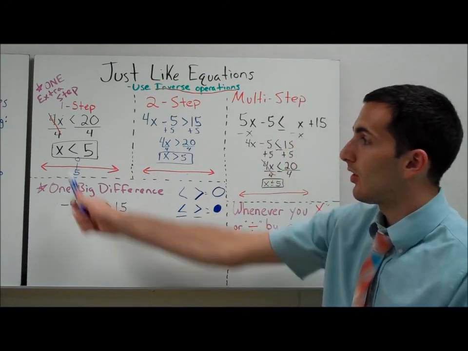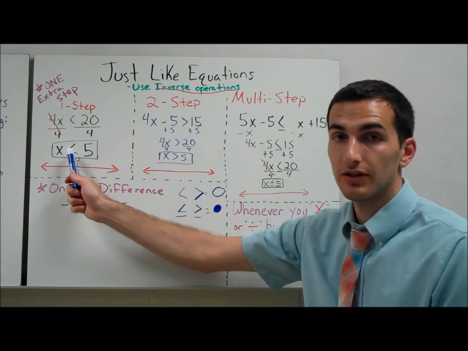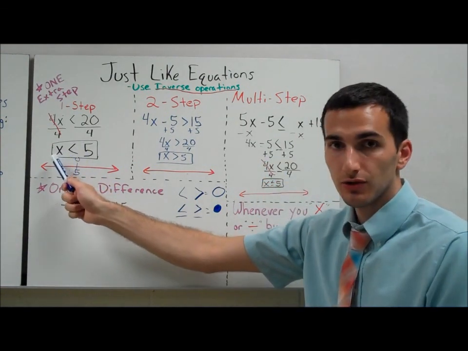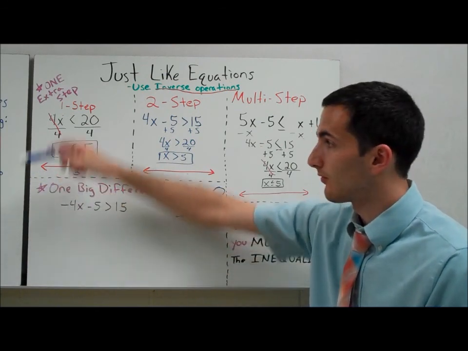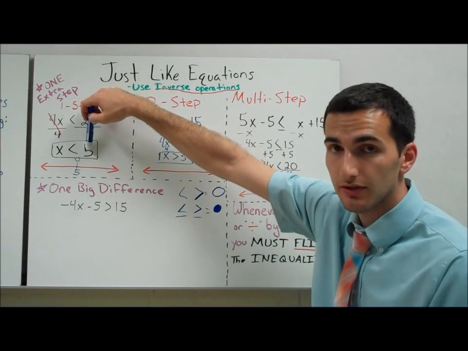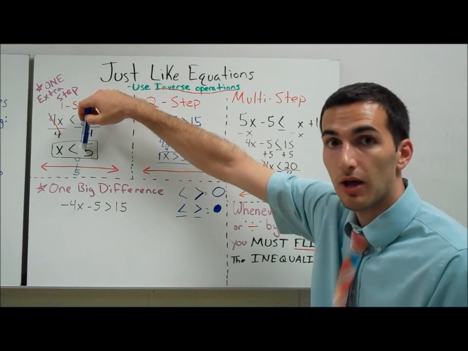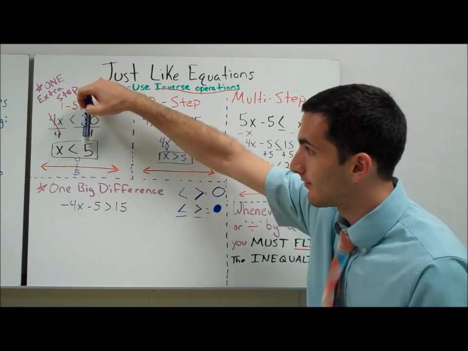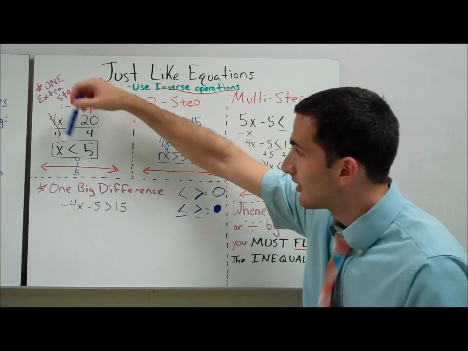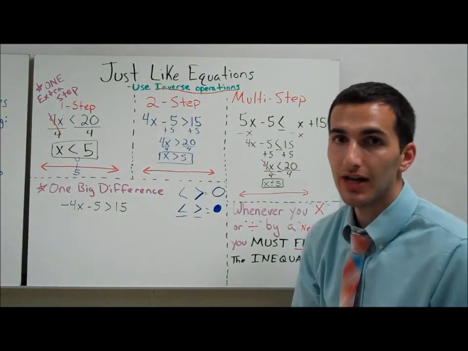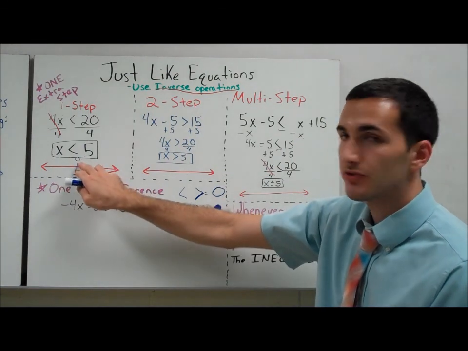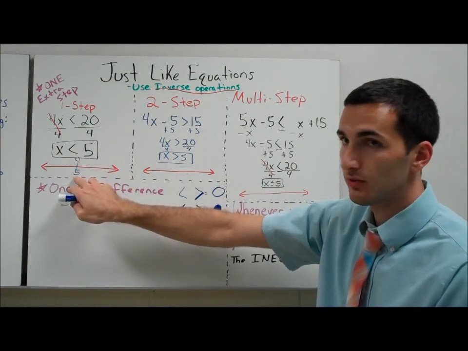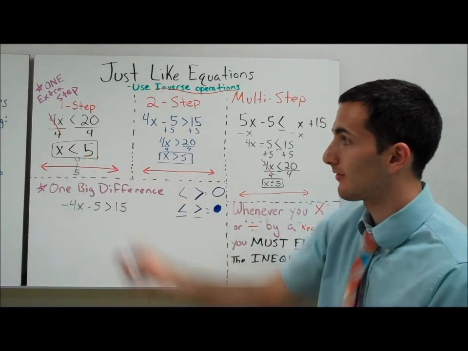Now the reason for that is all of our answers for this would have to be less than 5. If you think to yourself, 4, is that a solution to this inequality or not? Well, 4 is less than 5, so yes, that's a solution. How about 5? Is 5 less than 5? No, it's not, so that would not be a solution. So we put an open circle here because we're not including the 5 in our answers. We're only including numbers less than 5.